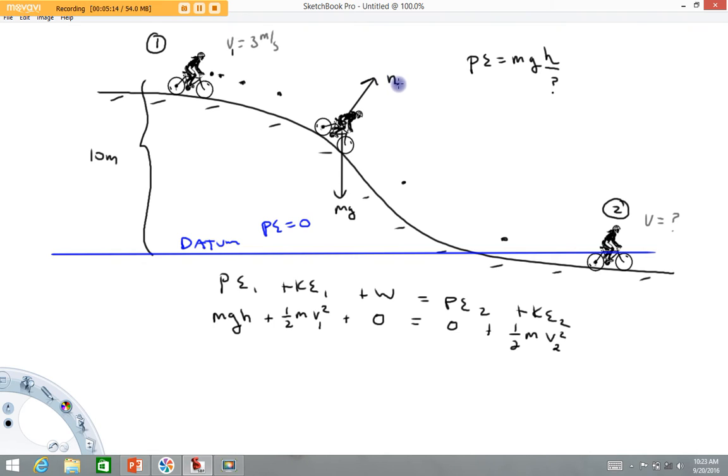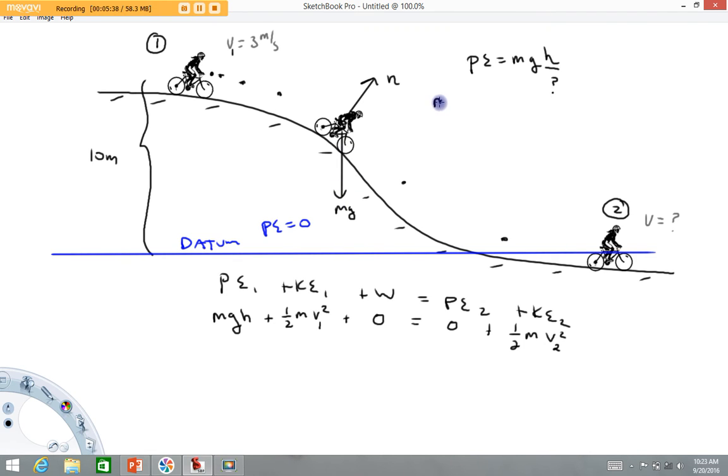And again, there's my normal. Normal, remember, is just a fancy word for perpendicular. In this case, it's perpendicular to the surface right here. And just like the previous example, we're going to assume frictional forces are small. So basically that's it. These are the only two forces acting on that biker. Now, the big question you have to ask yourself is, are these forces doing work?